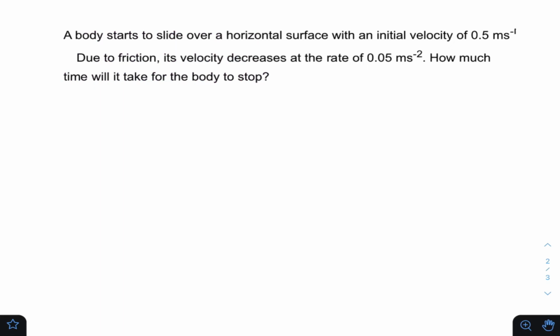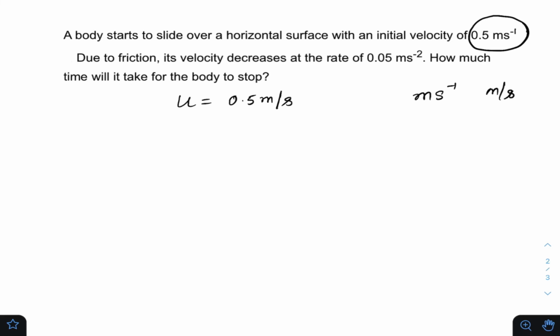Now this is the numerical which I want to discuss with you. A body starts to slide over a horizontal surface with an initial velocity of 0.5 meter per second. And what did I tell you? Initial velocity is denoted by u. So the value of u is 0.5 meter per second. Remember this, m s^-1 or meter per second is one and the same thing.